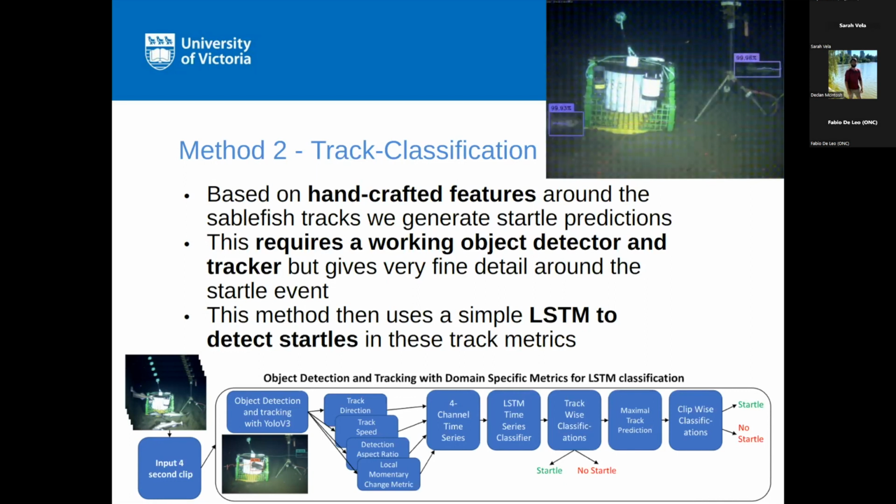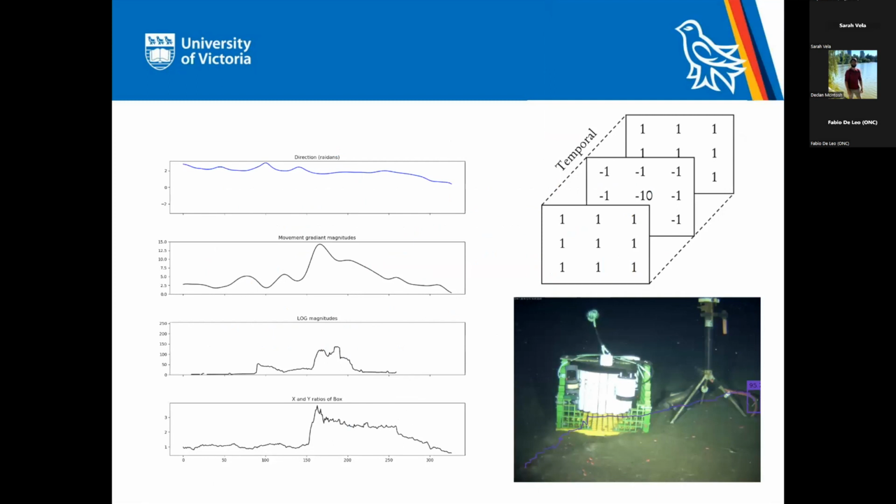And this method does require an object detector to be run on every single frame rather than processing one giant video at the same time. And then we finally use just a simple long short-term memory module to detect startles in these tracks. So on the left here, we can see the specific measurements that we used. These are handcrafted features specific to our detection of Sablefish startle events.